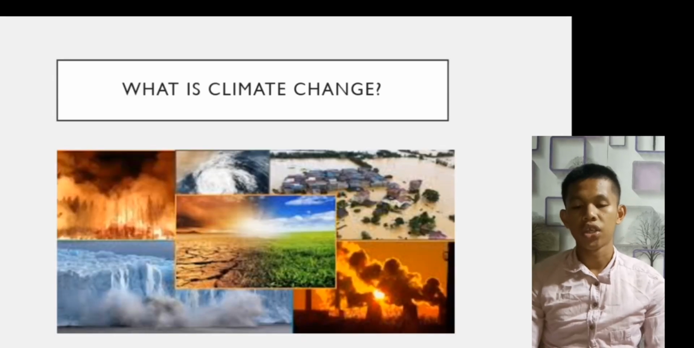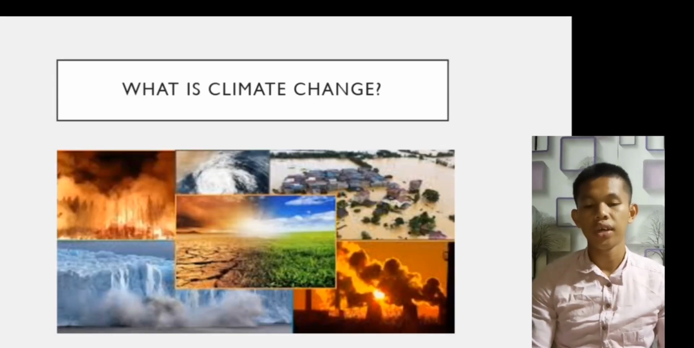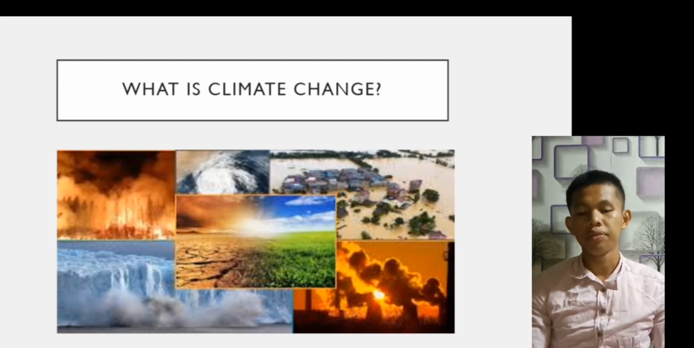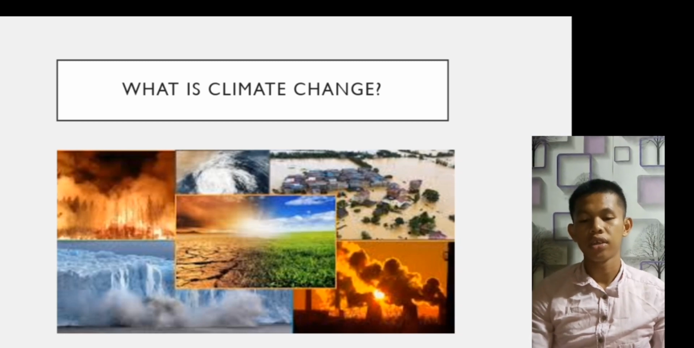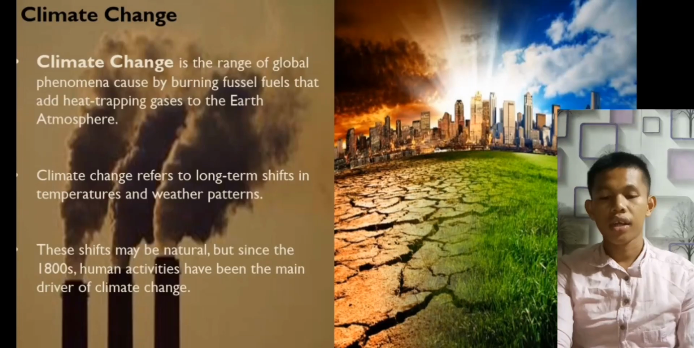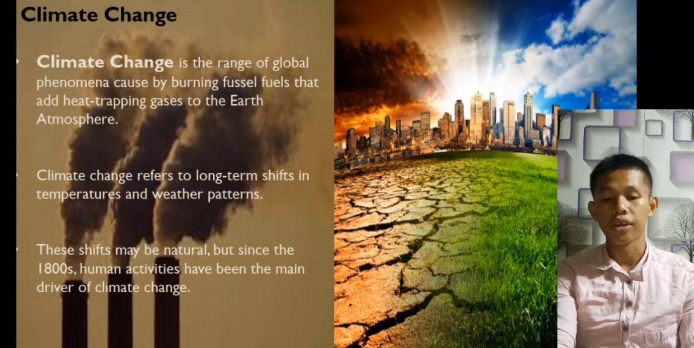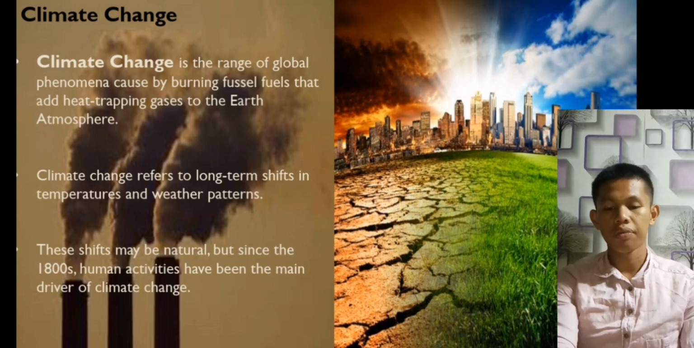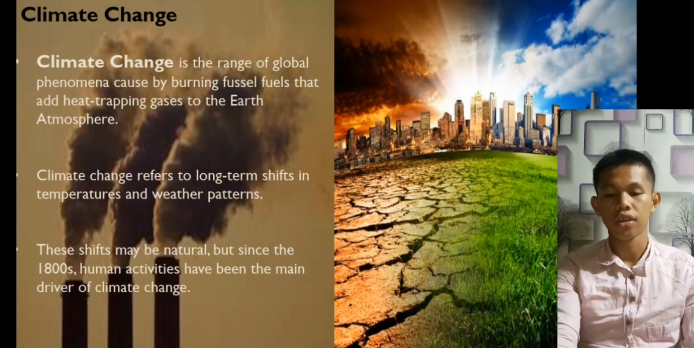What is climate change? If you can show the picture, there are different types of climate change. You can say the burning of fossil fuels, El Niño, flash floods, and forest fires. So climate change is a range of global phenomena caused by burning fossil fuels that release heat-trapping gases into the Earth's atmosphere. Climate change refers to a long-term shift in temperature and weather patterns.